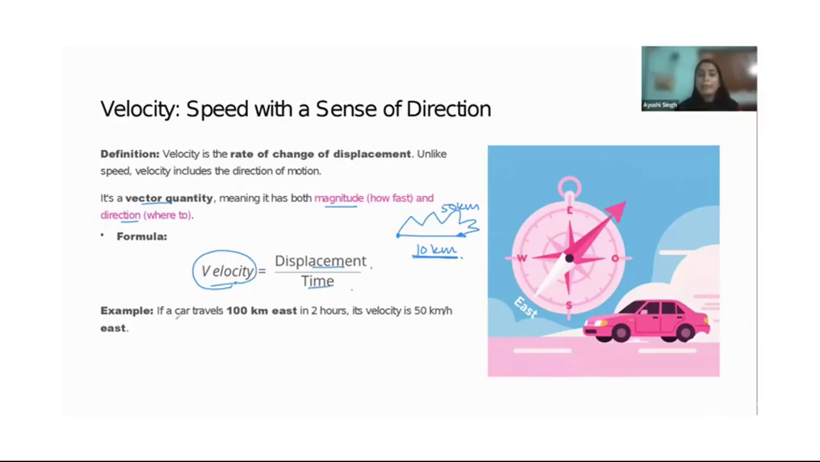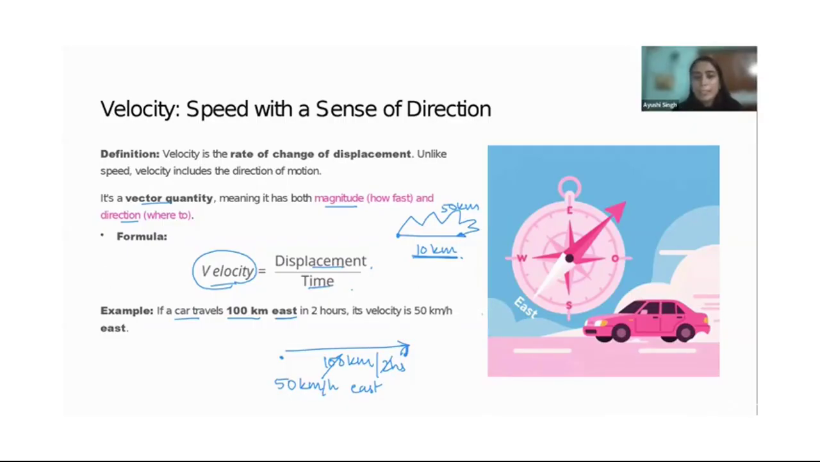So for example, if we take a car and it travels 100 kilometers in the east direction, the car went from here to here, 100 kilometers east, and then stopped, in 2 hours. So you can simply calculate its velocity and come to a point that it is 50 kilometers per hour in the direction of east. The car is traveling. Okay, so this is it about the velocity.